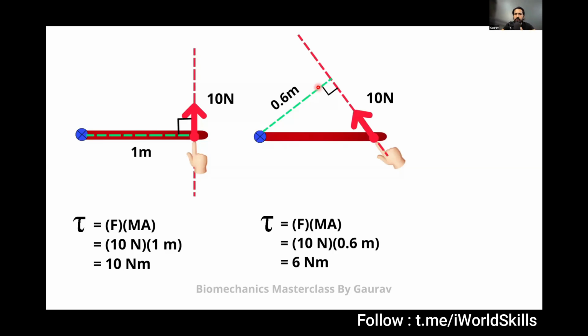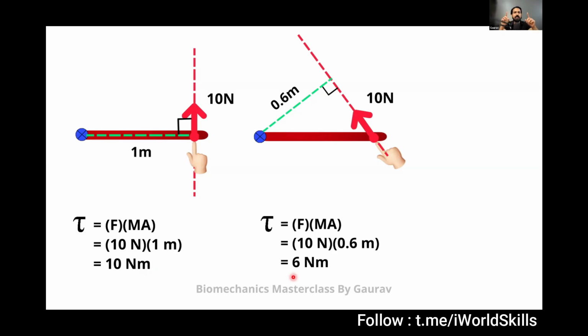Now let's calculate torque for this scenario. Force multiplied by moment arm, magnitude is same. 10 Newton multiplied by 0.6 meter gives you 6 Newton meter of torque. So as the moment arm has reduced from 1 meter to 0.6 meter, the torque has reduced from 10 Newton meter to 6 Newton meter.